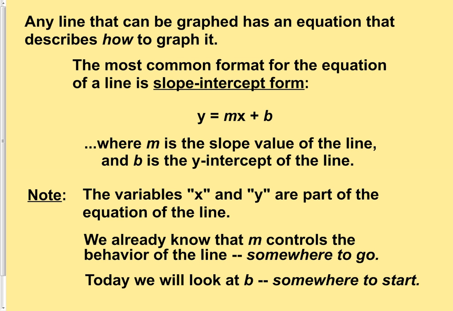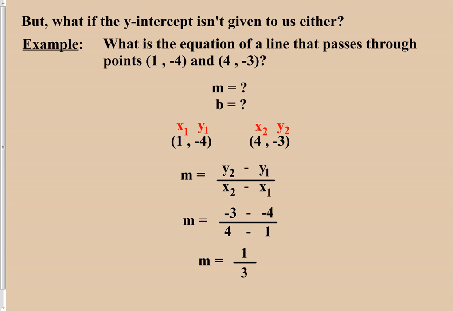So continuing on with slope-intercept form, we've already spent a good bit of time talking about slope, the m value. But on this day we were focusing more on b. Now we said that the variables x and y are part of the equation of the line, so they are not going to be eliminated from the equation, and they will not be substituted for in the final equation. So we're looking at b, which is somewhere to start. Now that's a pretty straightforward concept. Where does the line attach to the y-axis? But as we saw, this can be the harder of the information to actually solve for if it is missing.